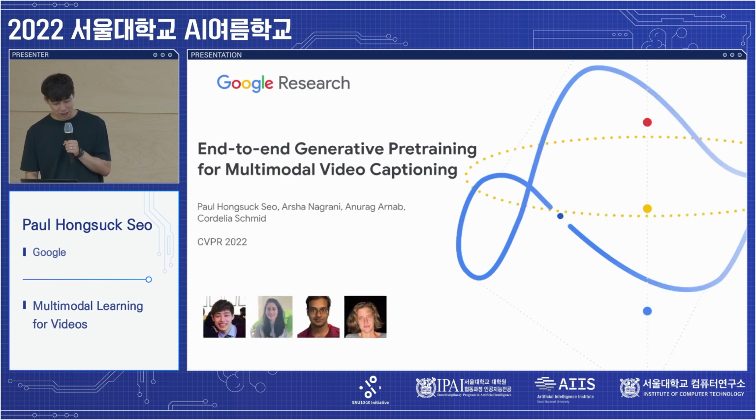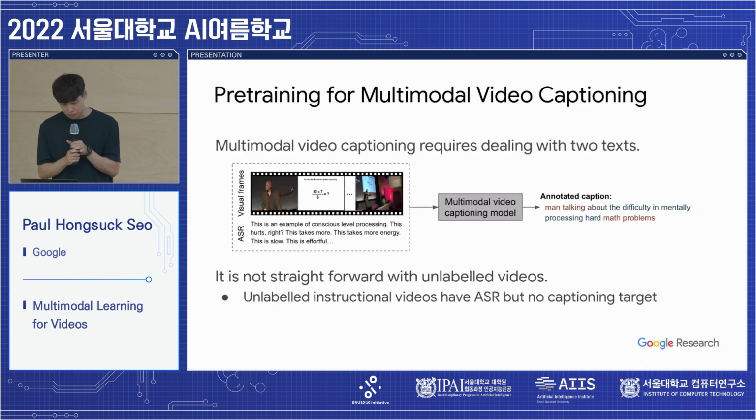So the next paper is end-to-end generative pre-training for multimodal video captioning. This work was recently presented at CVPR this year. The target downstream task in this work is multimodal video captioning. Multimodal video captioning requires dealing with two different texts. One is the input text, because we are generating captions from a multimodal video, which consists of visual frames and the ASR. So this ASR is one source of text, and the other source is the target text that we need to generate, the target caption.